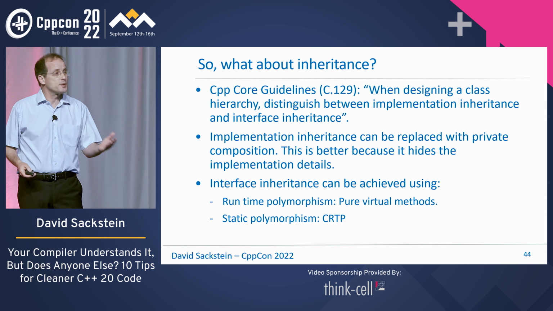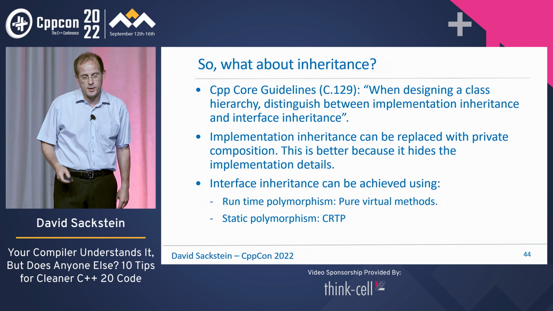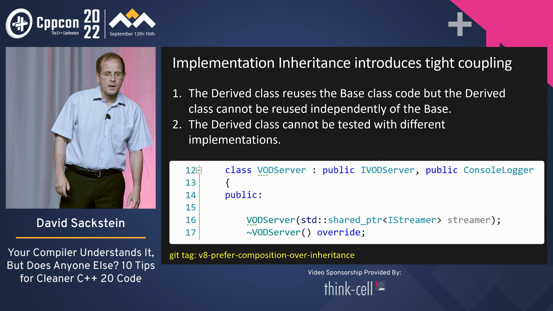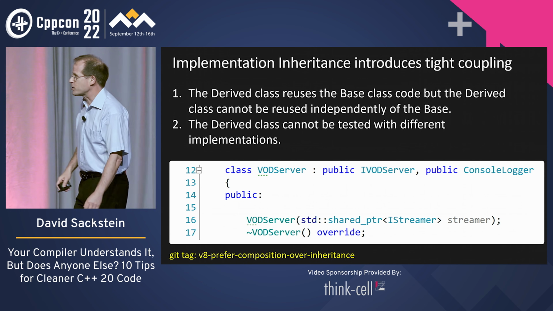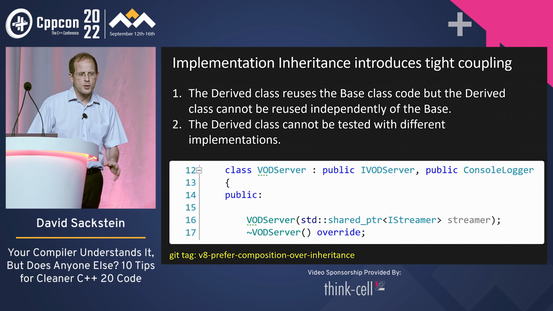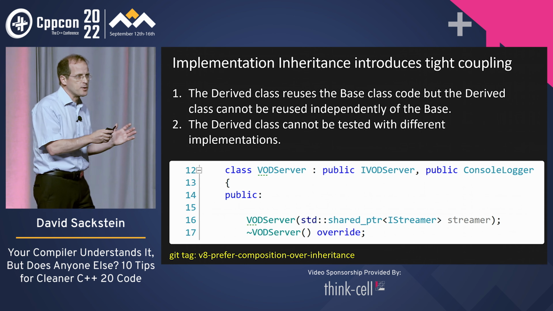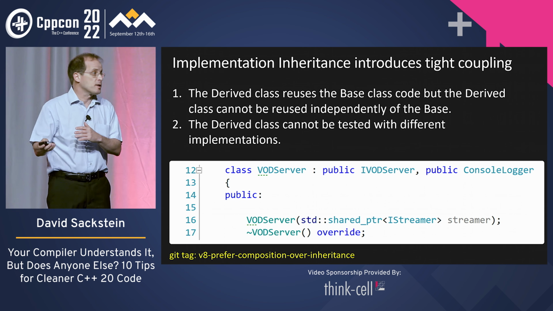The famous alternative is composition. You can use composition in practically any place that you actually need implementation inheritance. So here are just a few of the disadvantages of using implementation inheritance. Essentially, it introduces tight coupling between the actual object that you want to create and the implementation that it's chosen to use.